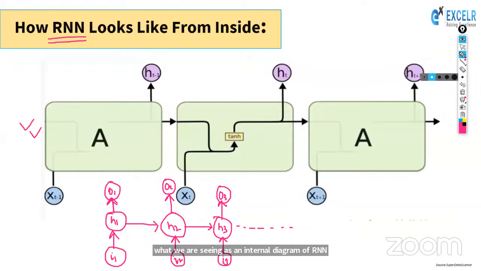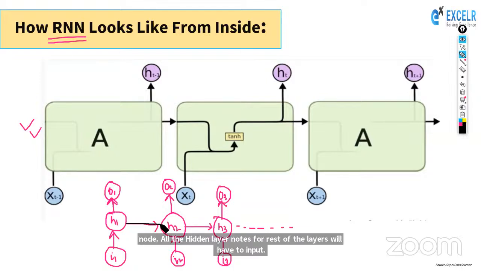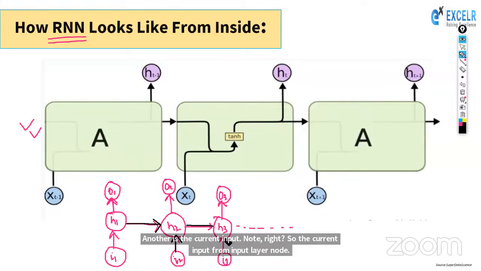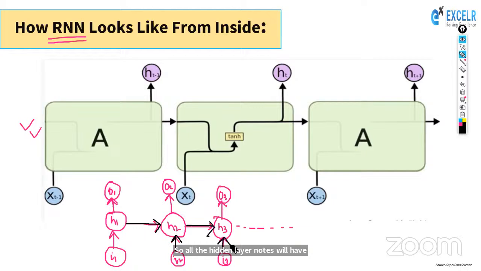You can see here, guys, except for the first layer hidden node, all the hidden layer nodes for the rest of the layers will have two inputs. One is coming from the previous hidden layer output. The other is the current input from the input layer node. So all the hidden layer nodes will have two inputs.